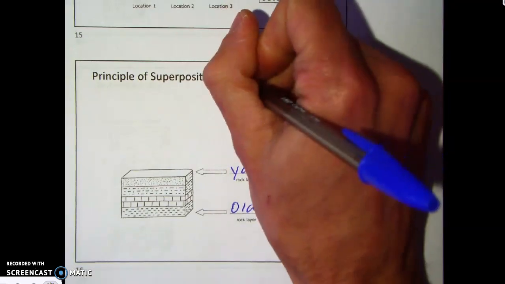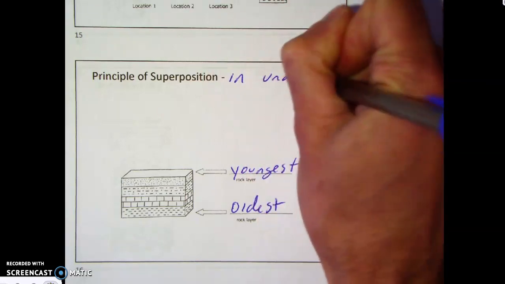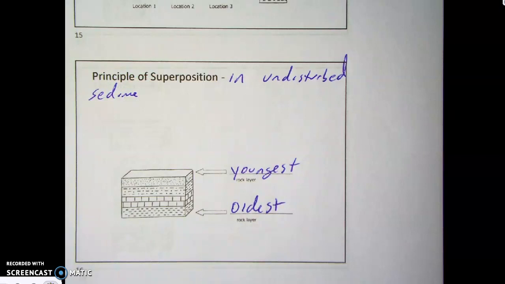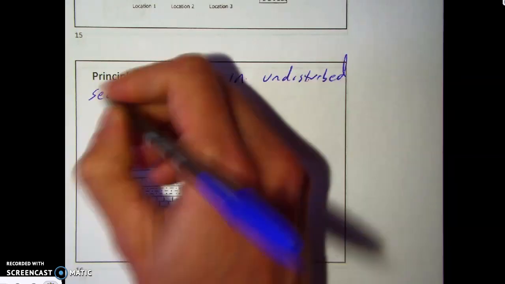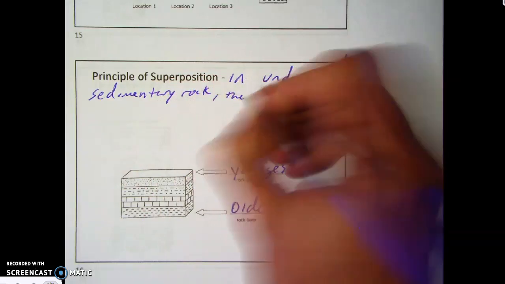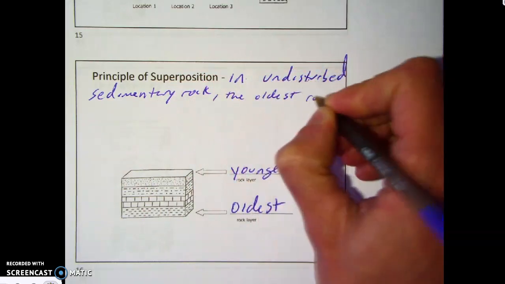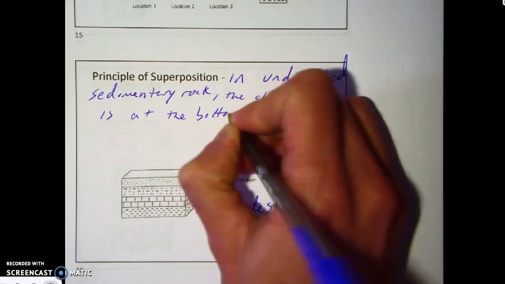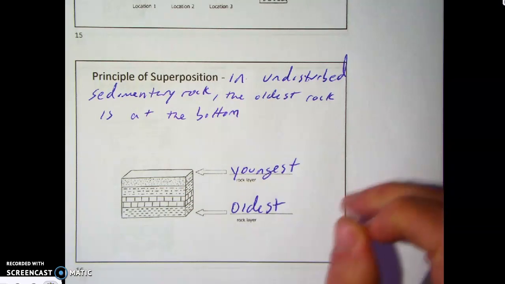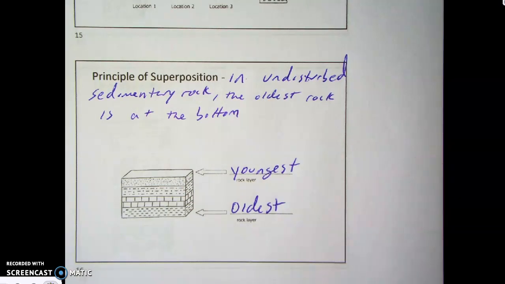So when we're talking about undisturbed sedimentary rock, by undisturbed I mean sedimentary rock that hasn't been folded or tilted or faulted. In undisturbed sedimentary rock, the oldest rock is at the bottom. And the rocks are younger toward the top. So we can put things in order, we can put things in sequence, and we can figure out which rocks are older and which rocks are younger.